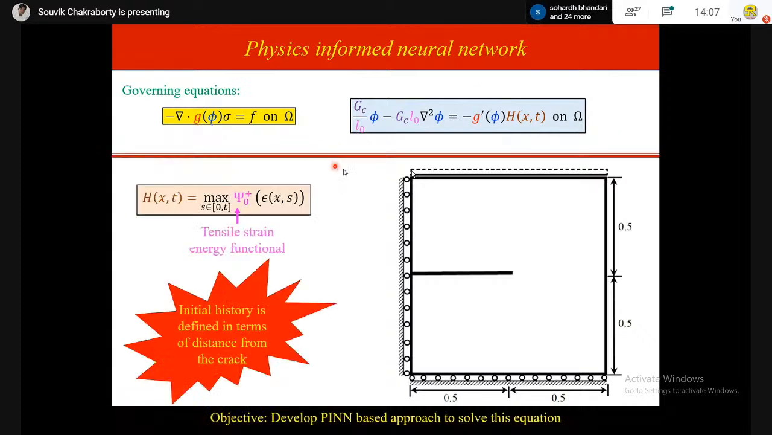Now, what is this history function? Well, history function is basically defined in terms of the tensile strain energy functional, and initial history is defined in terms of the distance from the crack. So at the initial value t equal to 0, the history function is defined based on distance from this crack that you see on the figure on the right. And the objective is to use physics-informed neural network, physics-informed deep learning, to solve this fracture mechanics problem.